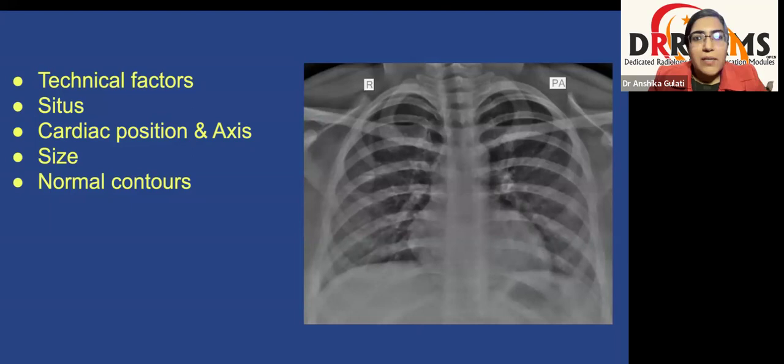So, do we have participants here? If I ask you a question, out of the 4 cardiac chambers, which is the one that does not contribute to formation of the normal heart border on a frontal chest radiograph, what will that be? Can you please type your answers in the chat box? I want this to be an interactive session. Which is the one cardiac chamber that does not contribute?